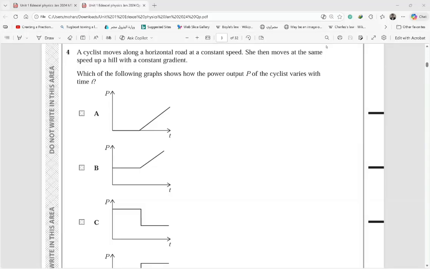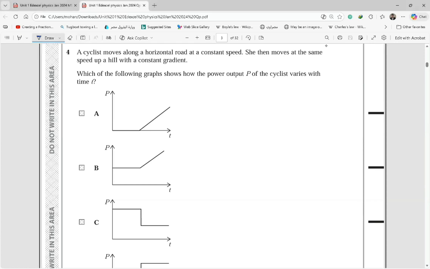Look at this. A cyclist moves along a horizontal road at a constant speed. She then moves at the same speed up a hill with a constant gradient. Which of the following? Look at this.